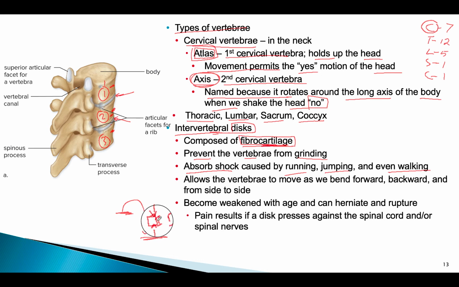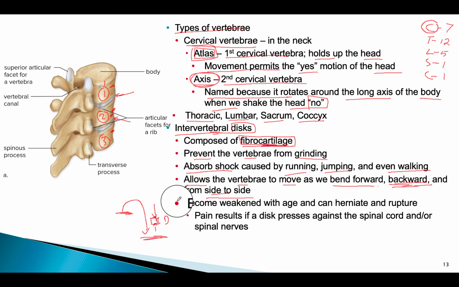In addition to these functions, the discs also allow the vertebrae to move as we bend forward, backward, or from side to side. When you're bowing, for example, that is bending forward. When you are hyperextending, extending your back, that is bending backwards. And also when you turn from side to side.